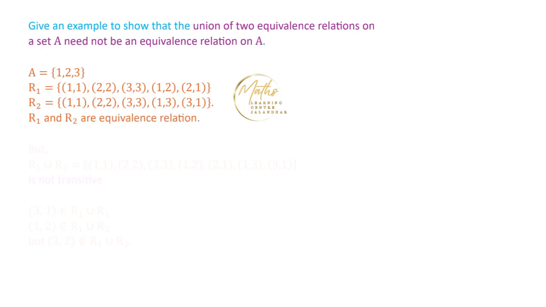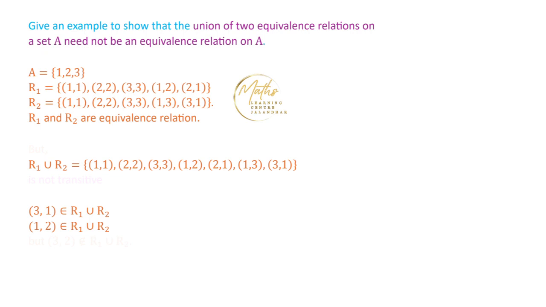Now if we talk about the union of these relations, we are talking about R1 union R2. We have the elements (1,1), (2,2), (3,3), (1,2), (2,1), (1,3), and (3,1). This is the union of these two relations. Now if we consider the element (3,1) from this relation, this belongs to R1 union R2. We consider another element, say (1,2), and it also belongs to R1 union R2.